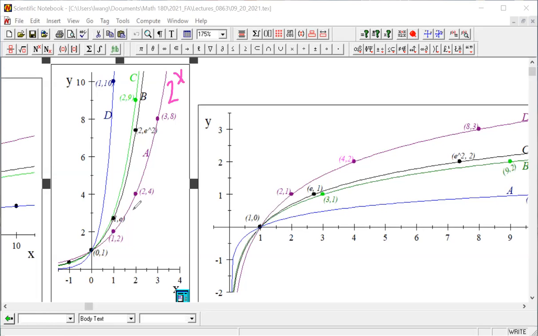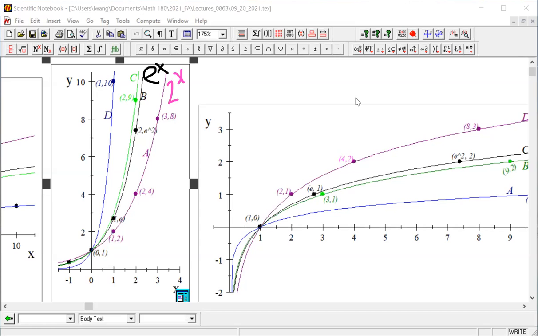Sometimes you may not be given the points. You're given the graph, and you have to read the points. In that case, of course, the graph is graphed nicely, which can be done. All right. What is the next one? e to the power of x. That's right. Very good.